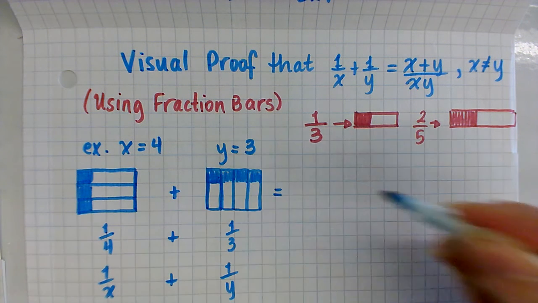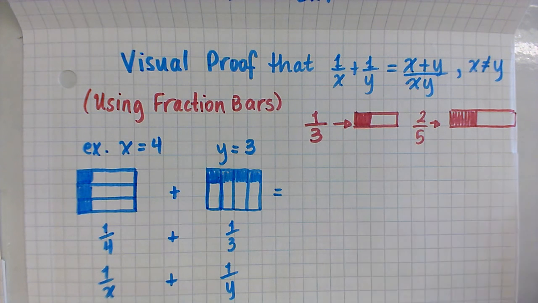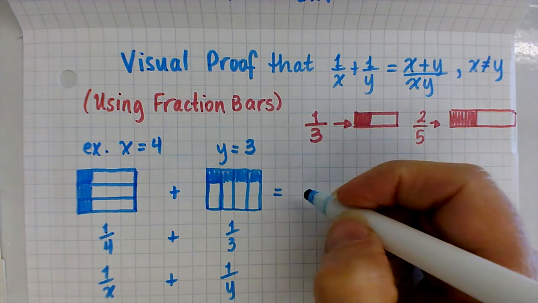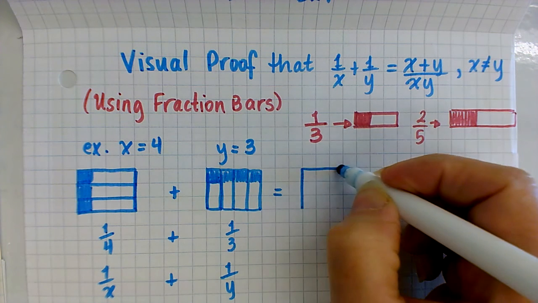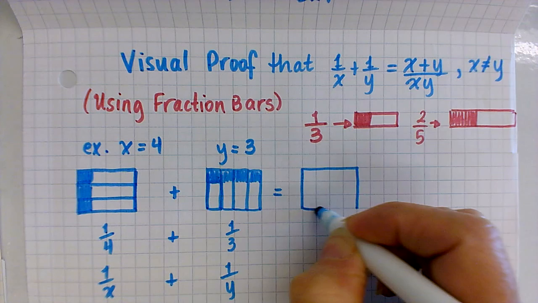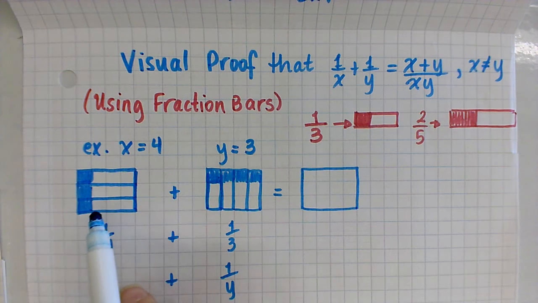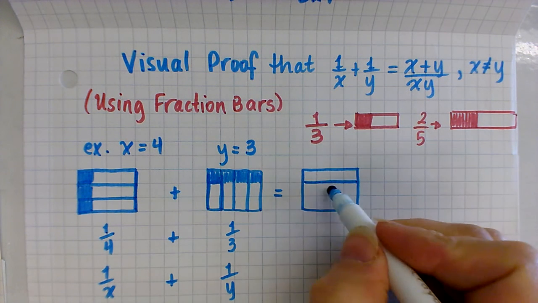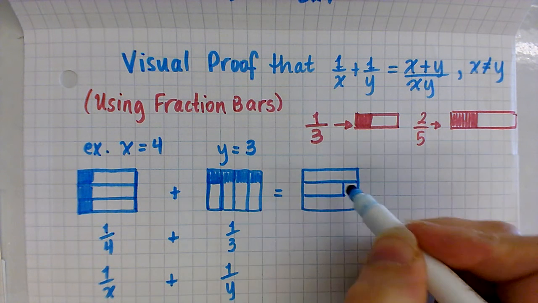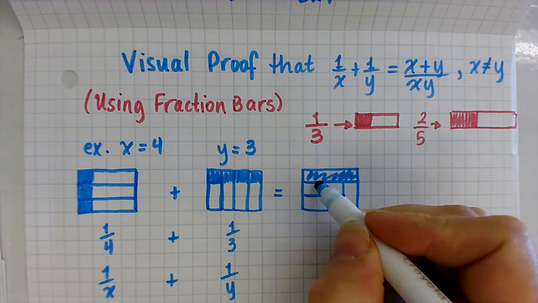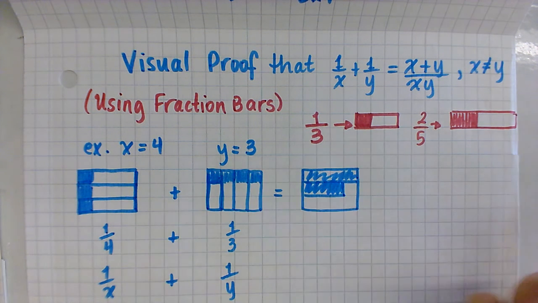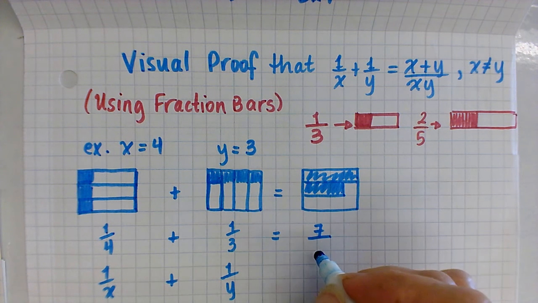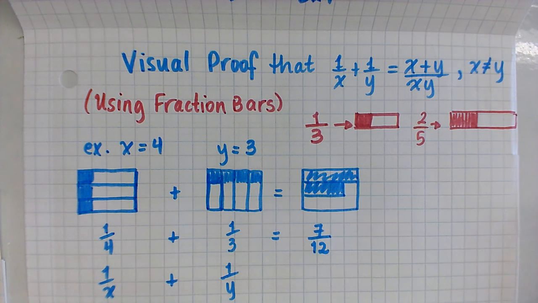So here's where the proof piece comes in. So both of these units contain 12. 3 by 4. And of those 12, I've got 3 plus 4 equals 7. So 4 plus 3. So 7 out of 12 is my result.